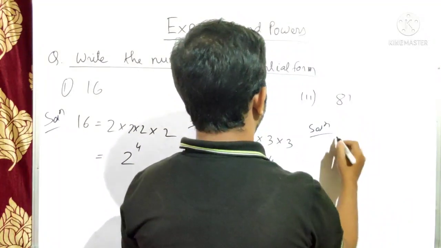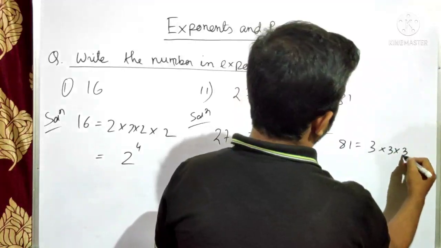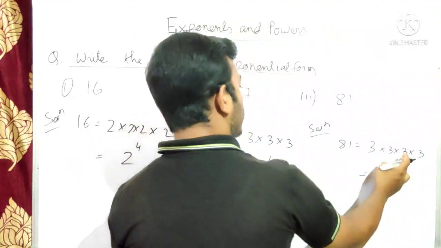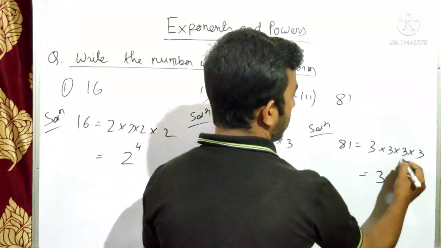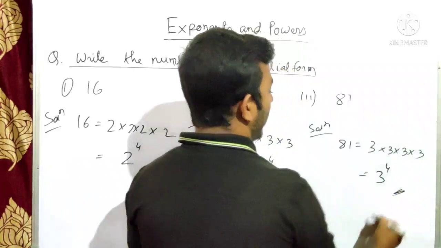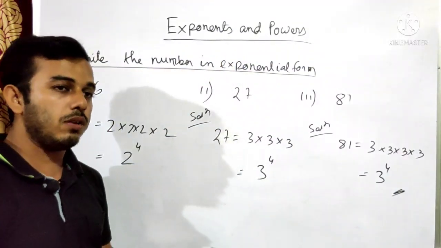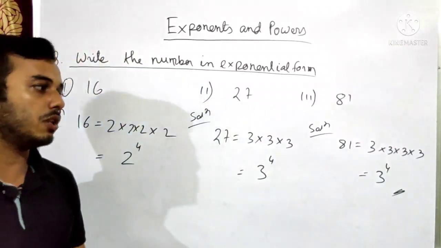Next is 81. 81 can be written like this: 3 into 3 into 3 into 3. 3 into 3 is 9. 9 into 3 is 27. 27 into 3 is 81. So it can be written as 3 power 4. Clear? So like this, if we find any number, we can easily express it in the exponential form.